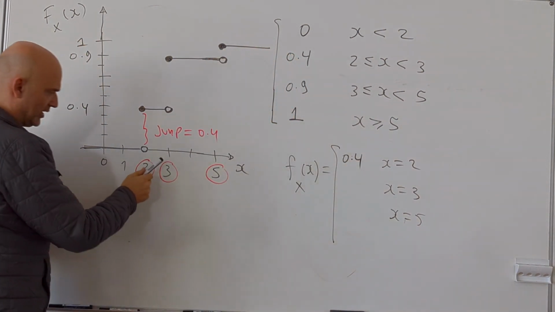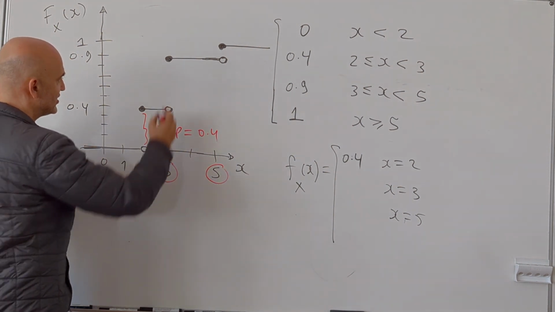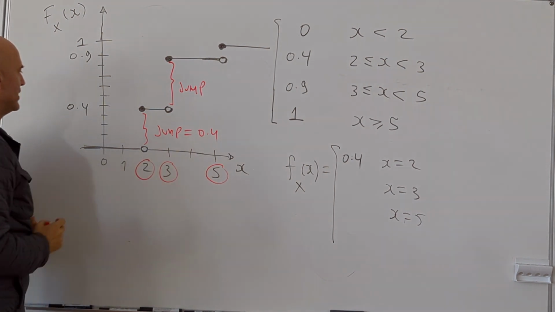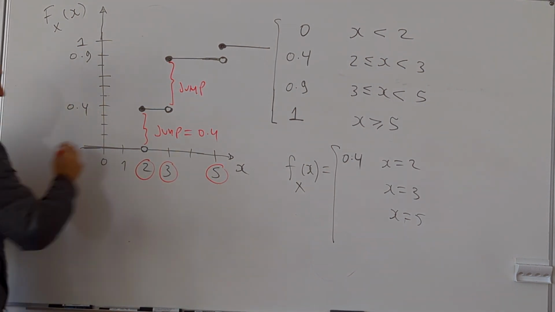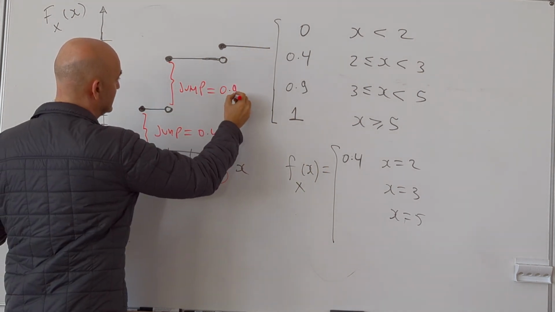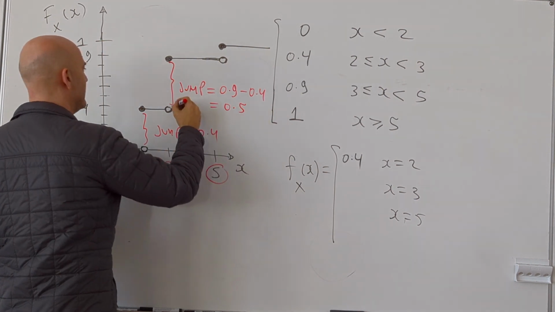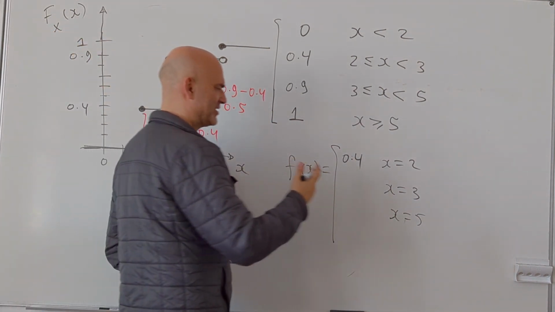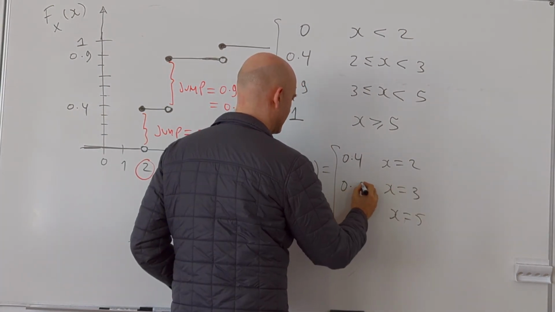Now, when we reach 3, we have another jump. And what is the jump? So we jump from 0.4 to 0.9. So the jump is equal to 0.9 minus 0.4, which is 0.5. So this jump is equal to the probability that the random variable assumes the value 3, which is 0.5.